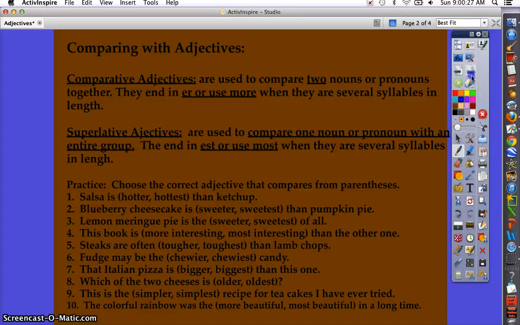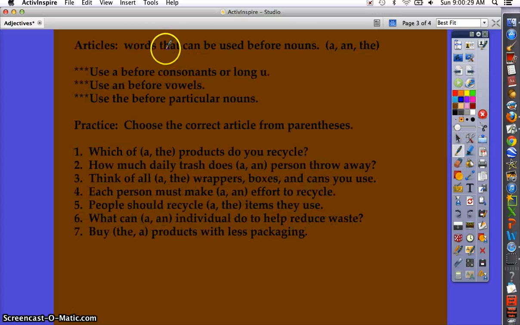And the final review, we'll be looking at articles, two more parts to the articles that can be used before nouns: a, an, and the. The word a, use a before consonants or long u, use an before vowels, use the before particular nouns. So the practice section, choose the correct article from parentheses. Number 1, which of a or the products do you recycle? It would be the best answer this time because it's a particular noun, products.